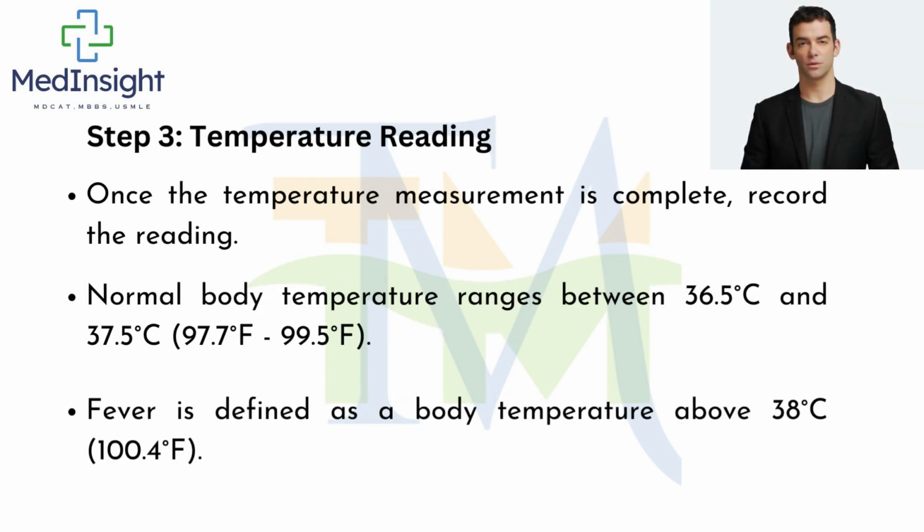Now let's move on to step 3, temperature reading. Once the temperature measurement is complete, it's important to record the reading accurately. Remember, a normal body temperature typically falls between 36.5 degrees Celsius and 37.5 degrees Celsius, 97.7 degrees Fahrenheit to 99.5 degrees Fahrenheit. If the body temperature exceeds 38 degrees Celsius, 100.4 degrees Fahrenheit, it is considered a fever.